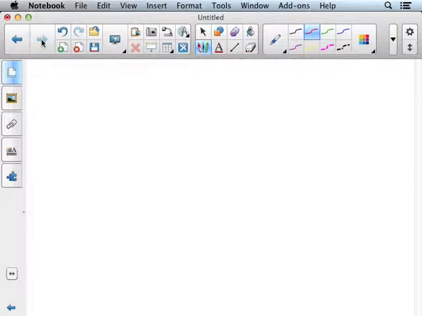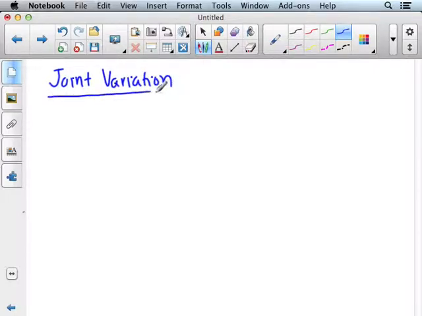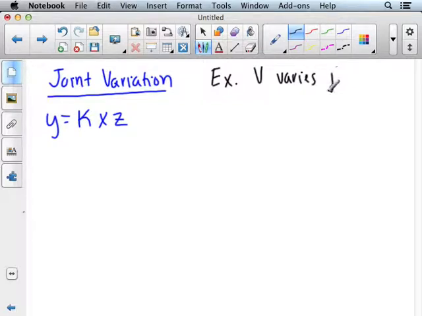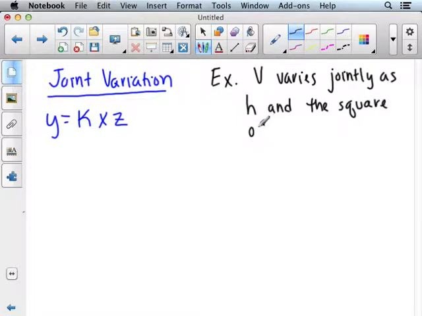Joint variation. So joint variation is when you basically just have more than one variable at the same time. So for example, y equals kxz. A classic example here is what I was just talking about with the cylinder. So let's say v varies jointly as h and the square of r.